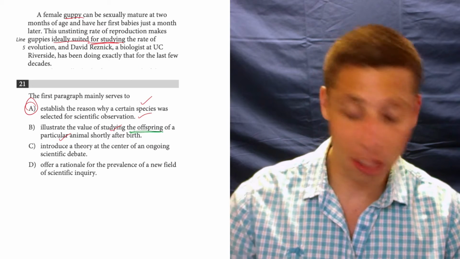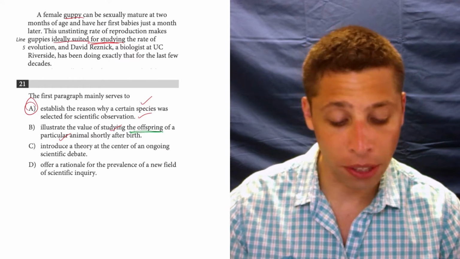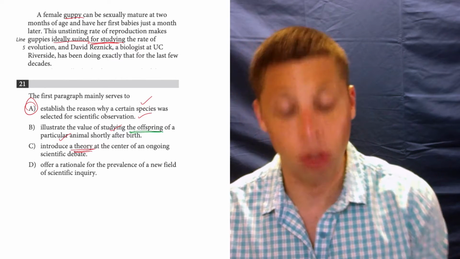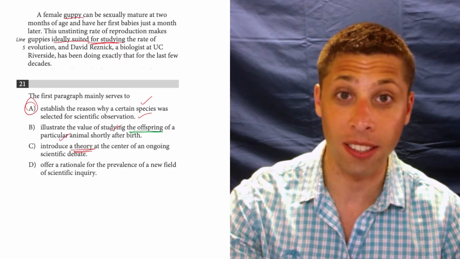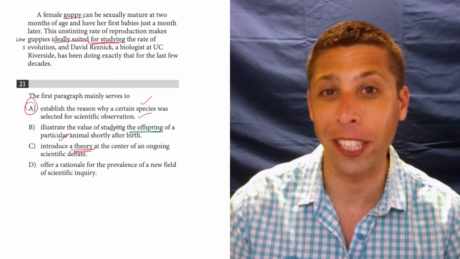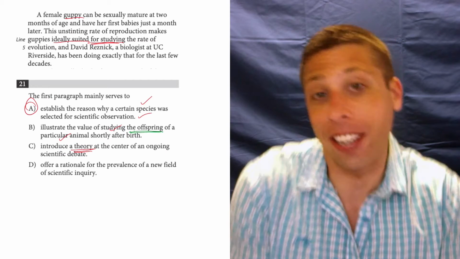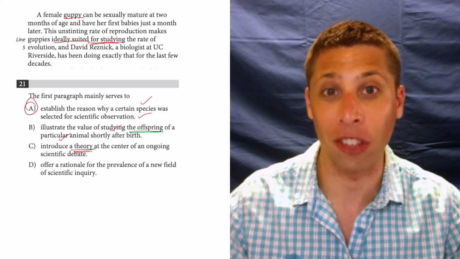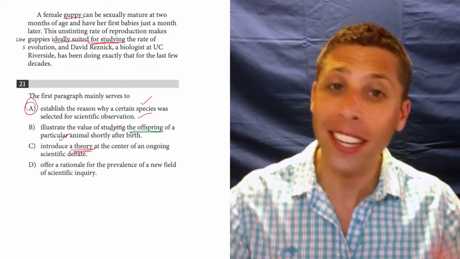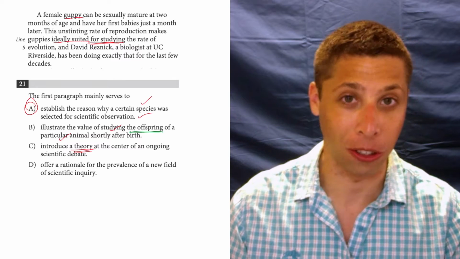Let's look at C and D just to be safe here. Introduce a theory at the center of an ongoing scientific debate. Well, they certainly didn't introduce any theory. They just said we're going to study this stuff. Maybe the theory is to come in later paragraphs, and that's why the no reading strategy is so great, is if it's not here, it can't be the answer to the question about the first paragraph. So we haven't clouded our mind with ideas that don't matter for this particular question.